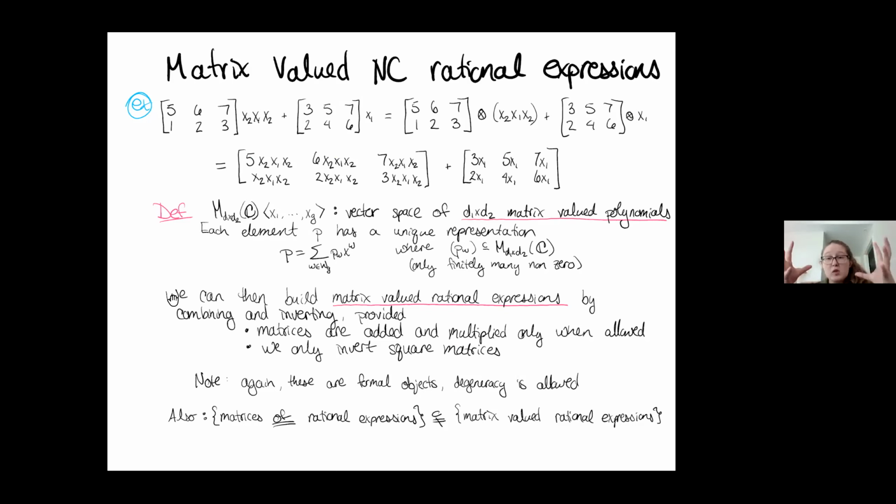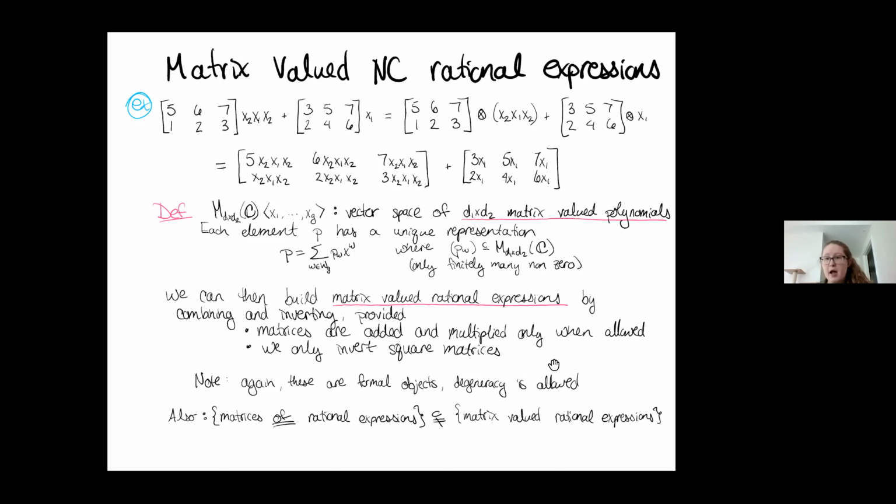Then I want to take those polynomials and use them to build matrix valued rational expressions. So I want to add and multiply and invert as appropriate, but I have to put in some restrictions because I only want to make sure I invert square matrices. So inverting this thing up here is going to be a bad time. And I need to make sure that when I'm adding and multiplying, my dimensions work out. They might be super weird looking, but I have to make sure my dimensions work out the right way. Again, note these are formal objects.